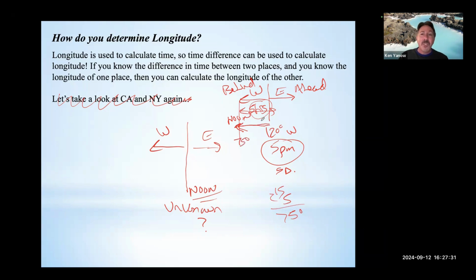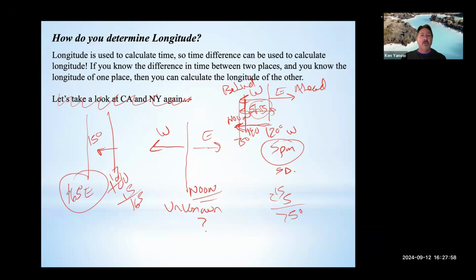So where would that put you? Well, 120 goes to 180. And that's 60 degrees. And you've got 15 more degrees to go. So if you're at 180 and you got to go 15 more degrees, then 180 minus 15 is 165. That means that your unknown location is at 165 degrees east longitude. Okay, that's how you do it.